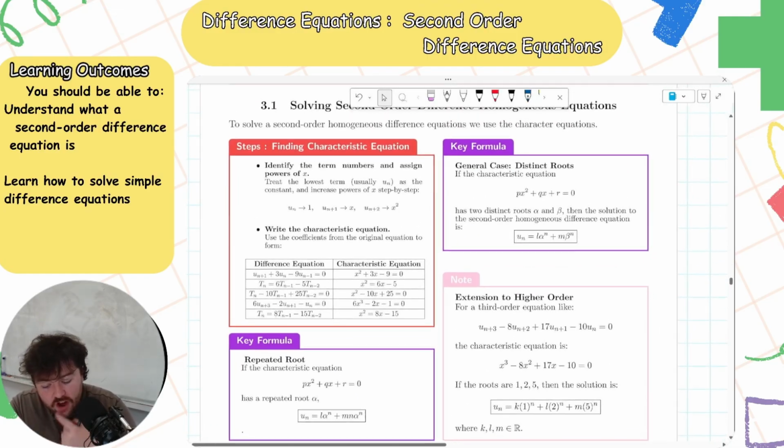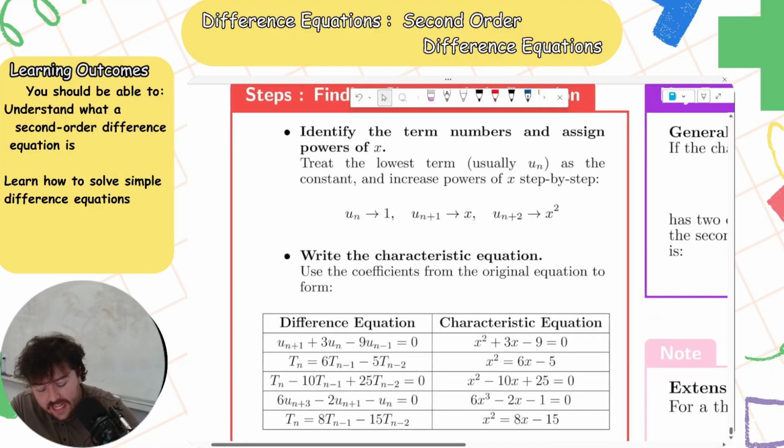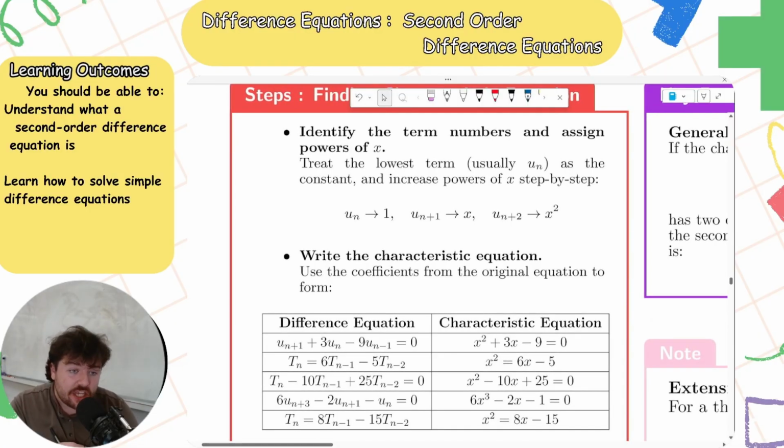So first things first, we need to find the characteristic equation of my difference equation. And what is my characteristic equation? We identify the term number and assign them powers of x. So what we do is we treat the lowest term, it's usually Un, but it might be Un minus 2, right? And then we treat that as a constant. So we let that equal 1. And then we increase the powers of x step by step.